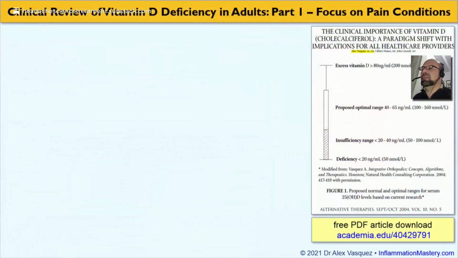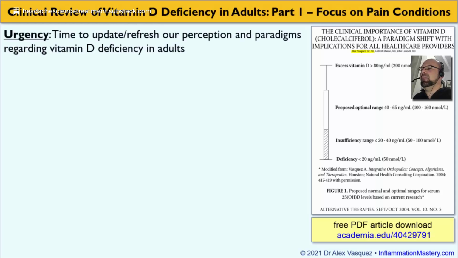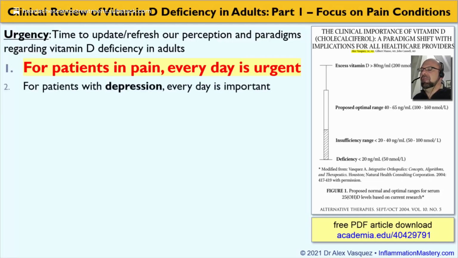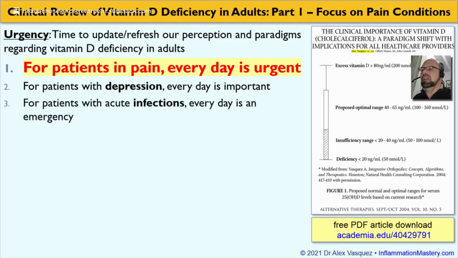So because this is an important problem and it's a prevalent problem, that makes it an urgent problem. So we need to update and refresh our perception and paradigms regarding vitamin D deficiency in adults. For patients in pain, every day is urgent. For patients with depression, every day is important, and for patients with acute infections and immune suppression due to vitamin D deficiency, every day can, at times, be an emergency.